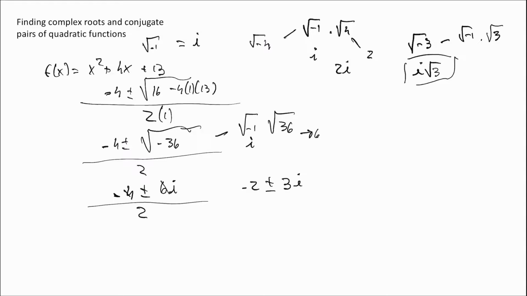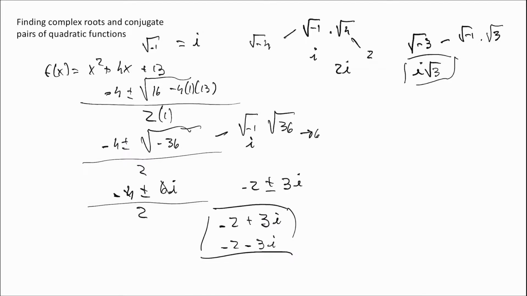So here, now I'm almost getting my roots. So you have a plus minus here. So my roots will be -2 plus 3i and -2 minus 3i. So that is how you find complex roots. It's the exact same method as when you find real roots, but when your square root here is a negative, then you have to use complex numbers to be able to solve this. Interesting here is that your two roots are always conjugate pairs.